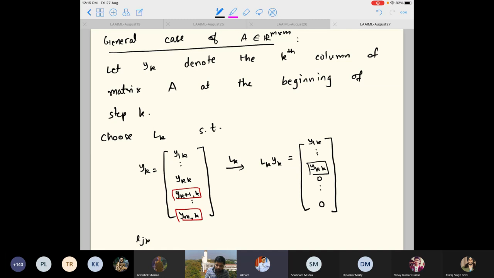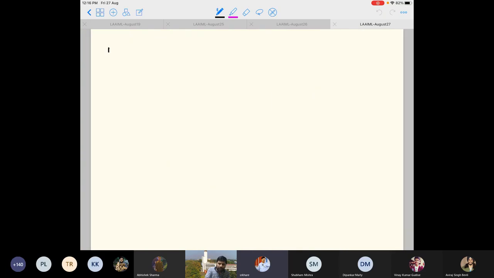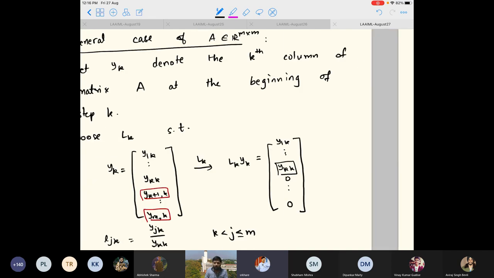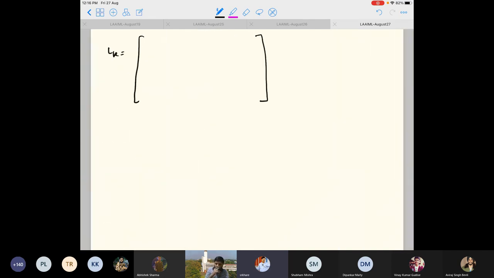So Ljk I will construct as Yjk divided by Ykk for k less than j less than or equal to m. Correct? These are the multipliers, and once I have the multipliers, how will I construct matrix Lk? The matrix Lk will be constructed as you look at the identity matrix, and on the identity matrix apply these multipliers and row transformations, right? So I will have this matrix, so 1 up to 1 and so on and so forth. So this is the kth column.